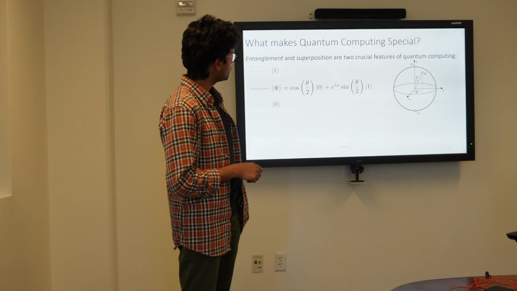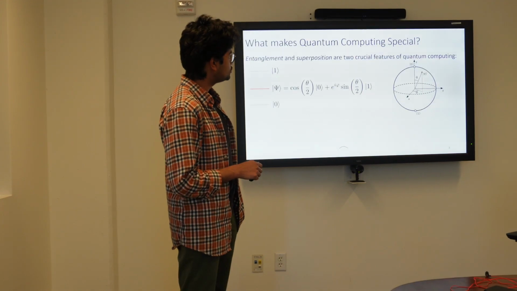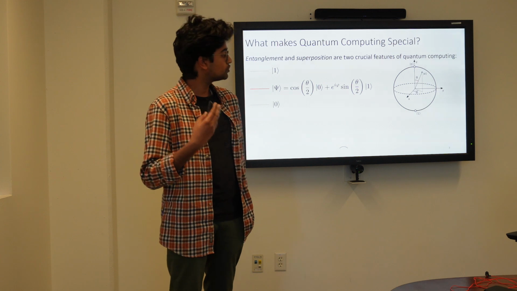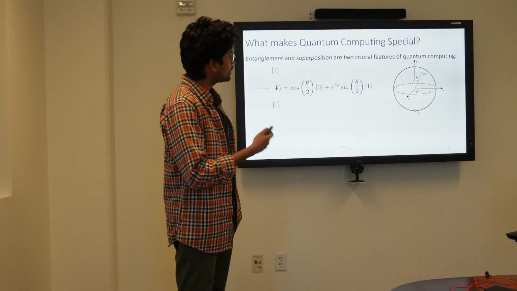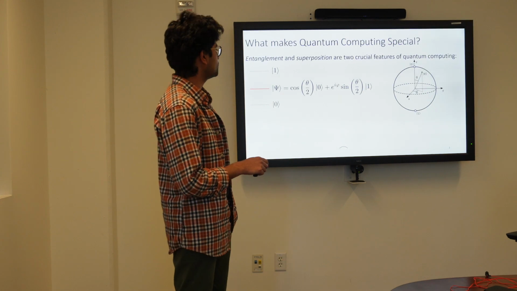So let's talk about what makes quantum computing special. In particular, there are two things: entanglement and superposition. These are the two crucial features that make quantum computing significantly different from classical computing. So let's start with superposition.